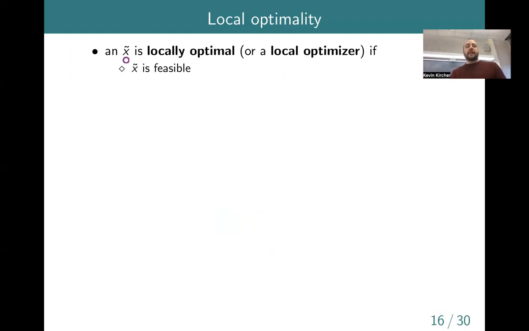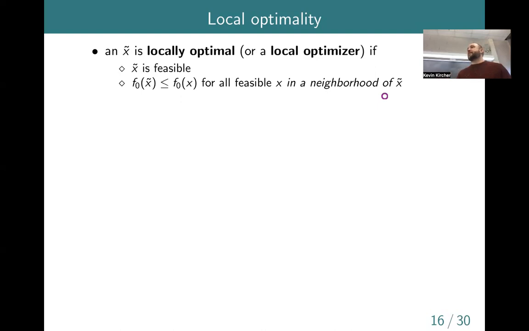So x tilde is locally optimal, or we say it's a local optimizer, if it's feasible and we have this objective condition again. So we're better than any x, but only in a neighborhood of x tilde. Neighborhood is a mathematical term, and there are precise ways to say it, but it basically says, if you can draw a little blob around this x tilde and say within that blob, x tilde is better than any other option, then this x tilde is locally optimal.